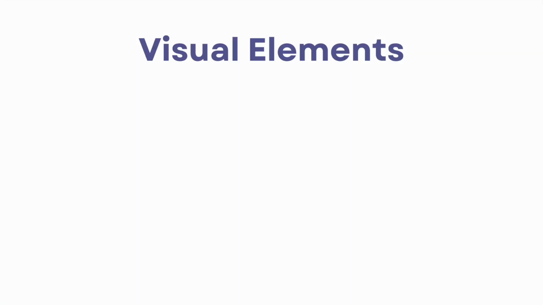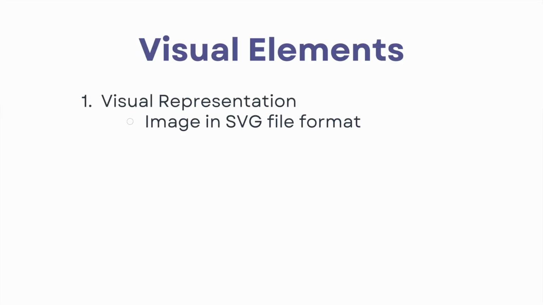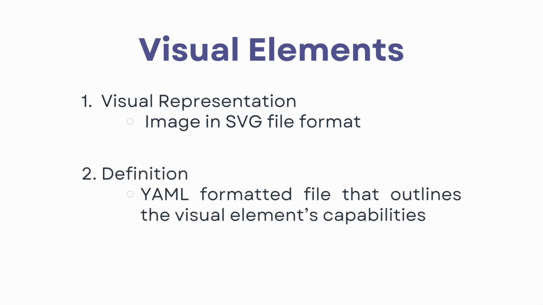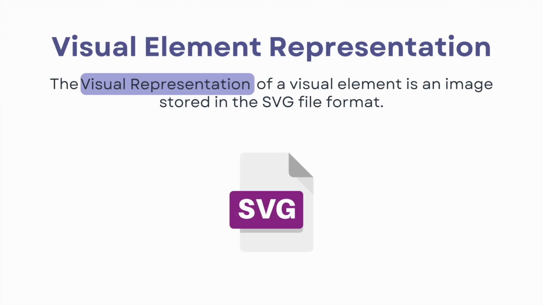Visual elements consist of two essential parts: a visual representation, which is the actual image of the visual element rendered as an SVG file, and a definition file, which is a YAML formatted file that outlines a visual element's capabilities, similar to a system definition. The visual representation of a visual element is an image stored in the SVG file format. You can create your SVG images using any SVG compatible design tool.